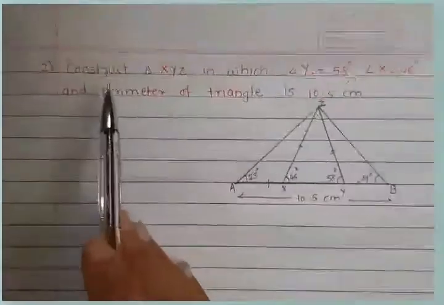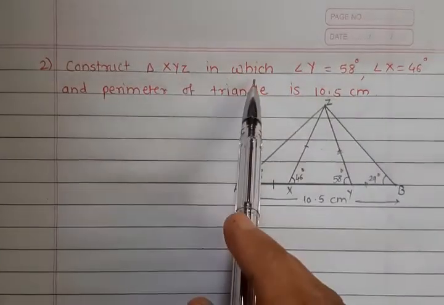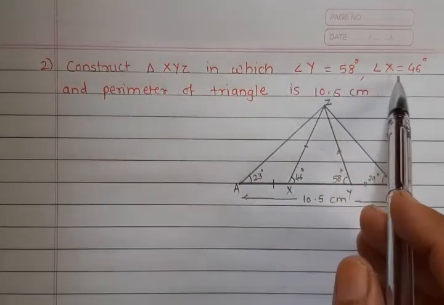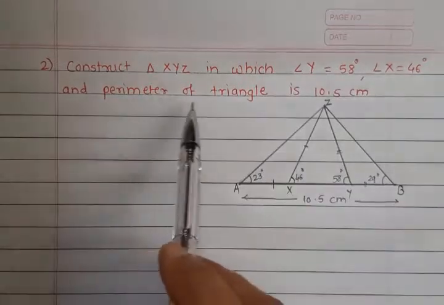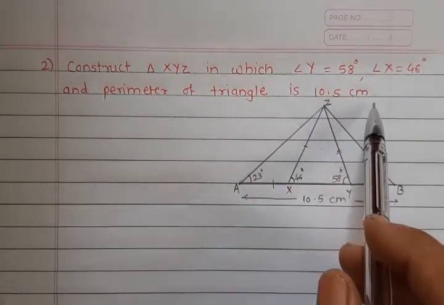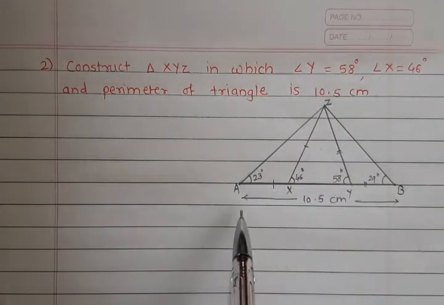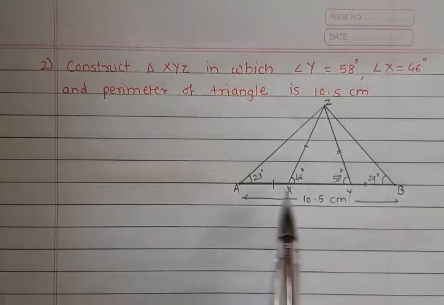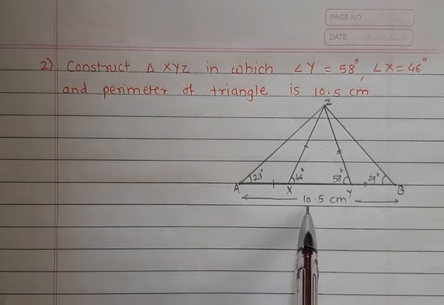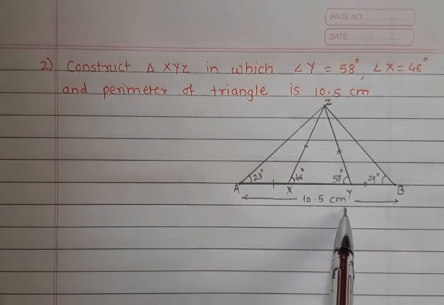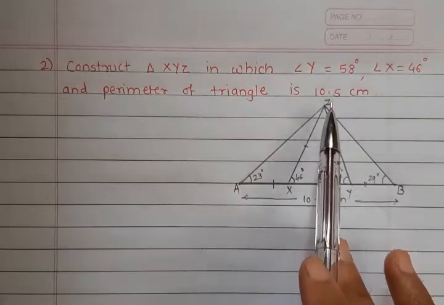See the second example. Construct triangle XYZ in which angle Y is 58 degree, angle X is 46 degree and perimeter of the triangle is given 10.5 centimeter. Now X and Y, these are the base angles. So here the rough diagram is also given. We have to draw the segment AB in such a way that the distance of AB is 10.5 centimeter, which is nothing but the perimeter of the triangle.